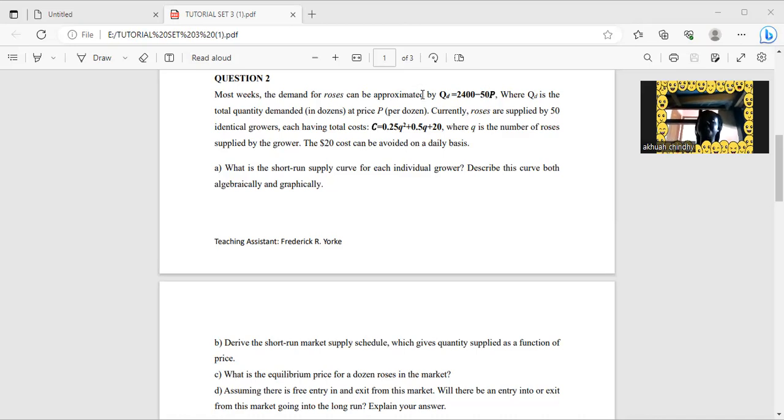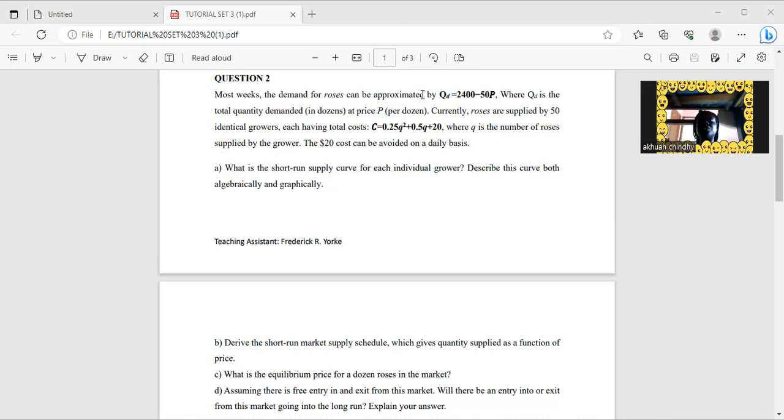I'll read it. Most weeks, the demand for roses can be approximated by QD equals 2,400 minus 50P, where QD is the total quantity at price P. Currently, roses are supplied by 50 identical growers, each having total cost C equals 0.25 Q squared plus 0.5 Q plus 20, where Q is the number of roses supplied by the grower. The $20 cost can be avoided on a daily basis.